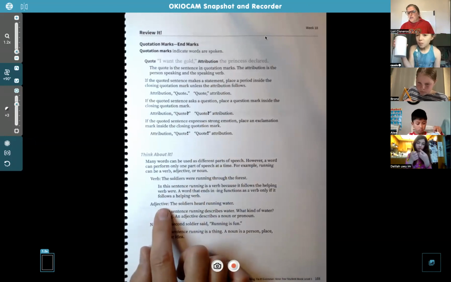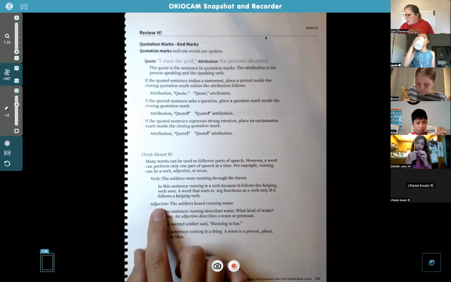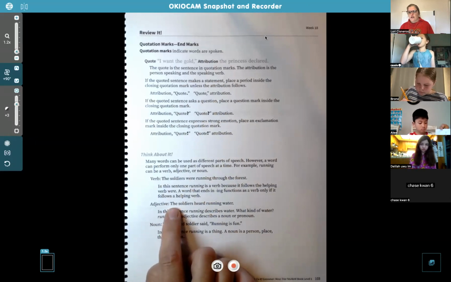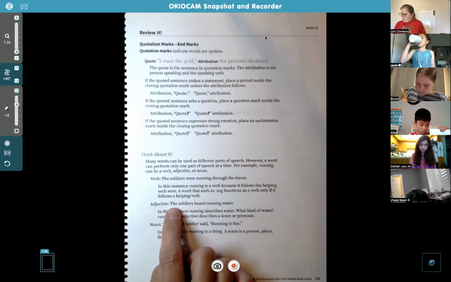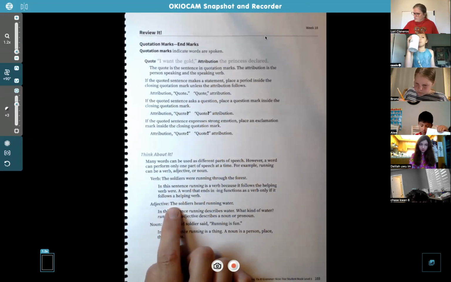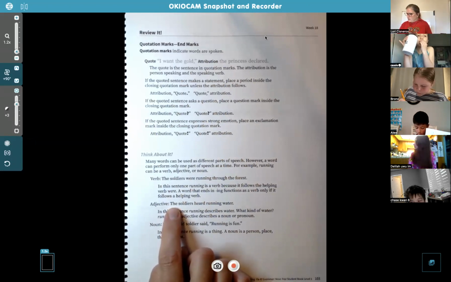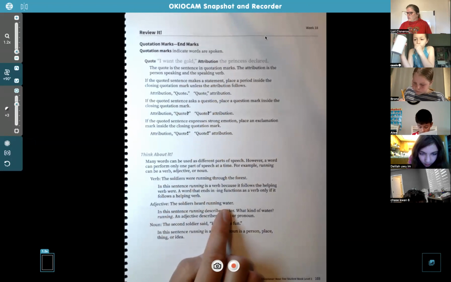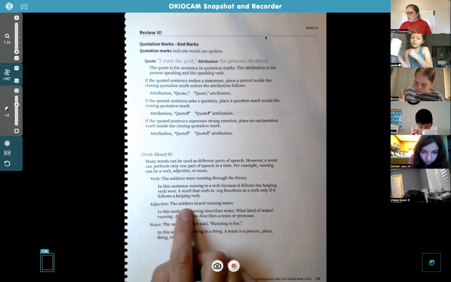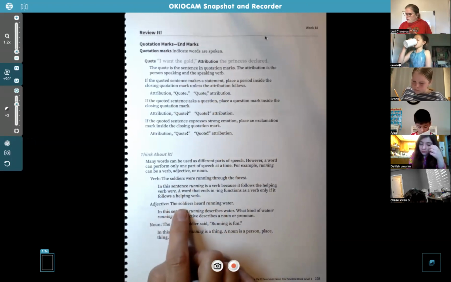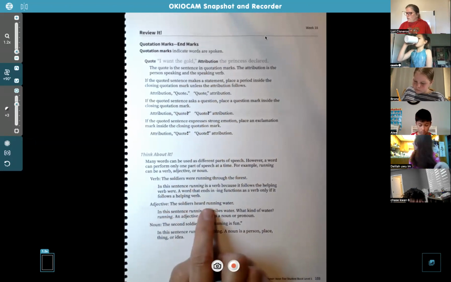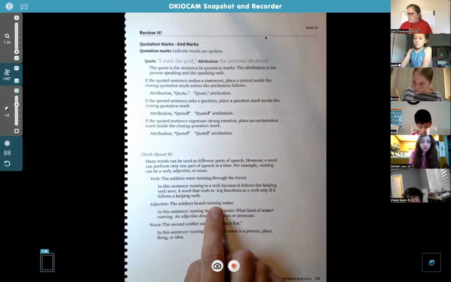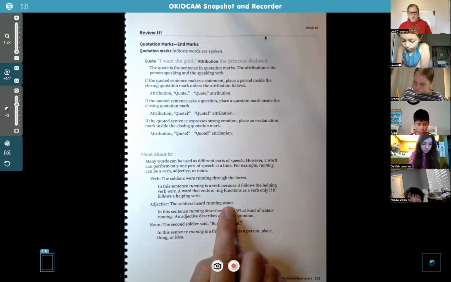So Delilah, can you read this one that says adjective? Read the sentence right here. Okay. The soldiers heard running water. Good job. The soldiers heard running water. So right here, running is an adjective because it's describing the water, right?